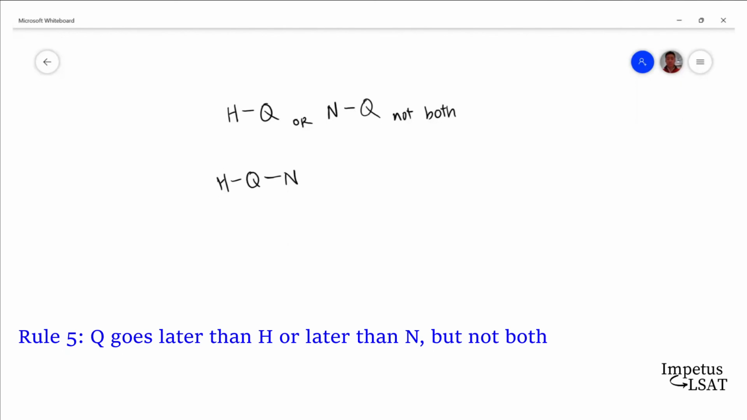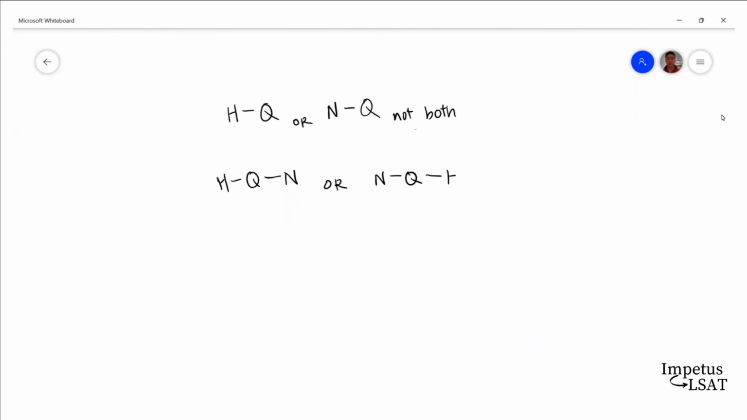And notice how now I've accounted for the not both. It's already taken care of. So then what about the second option? Okay, so then we have N goes before Q. But if N goes before Q, then this no longer happens, meaning H must go after Q. So I can link that up just like this. So now I've accounted for the not both for both options. So I can ignore this portion now, right?